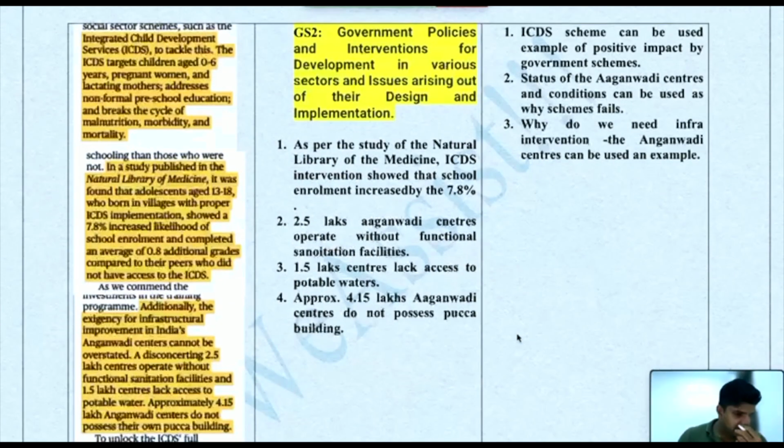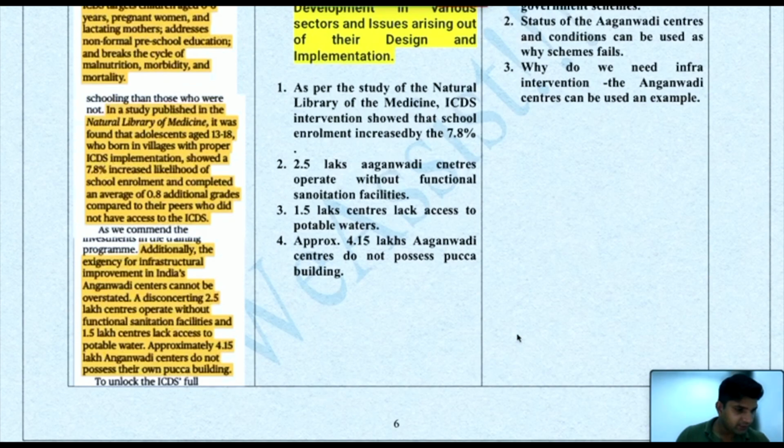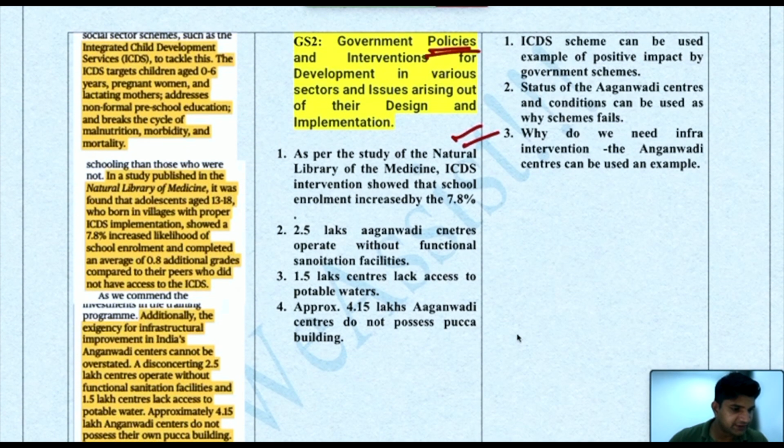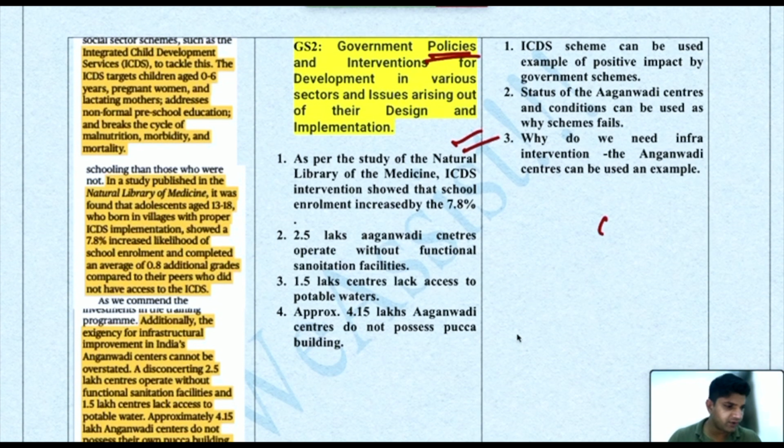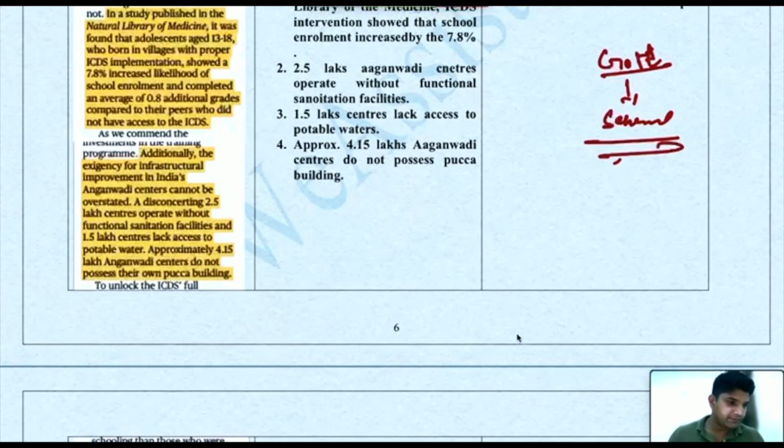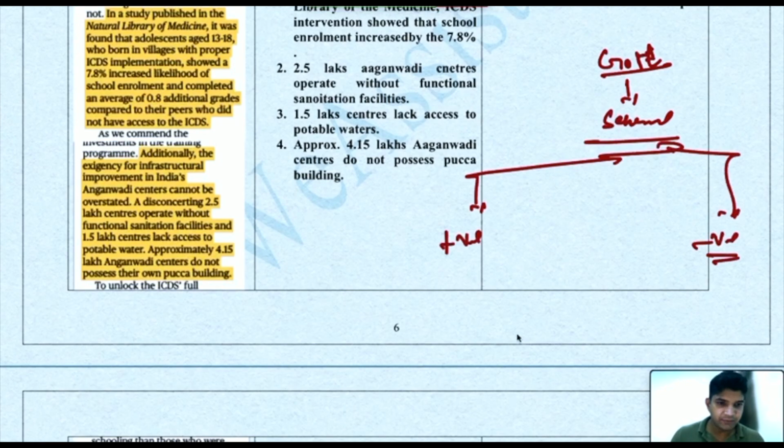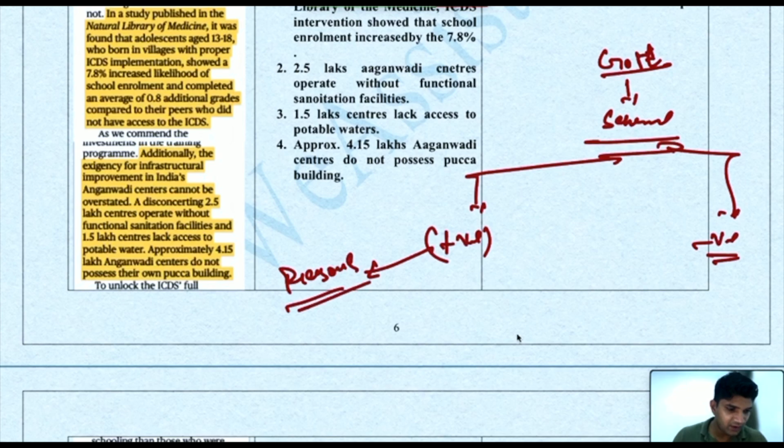Okay, coming to the next part, ICDS. Now there's this topic of government intervention and policies. Suppose the government made a scheme. Now this scheme can have a positive impact and this scheme can have a negative impact. Okay, so if it has a positive impact, there must be some reasons for it. What may be the reasons? First is the effective implementation.